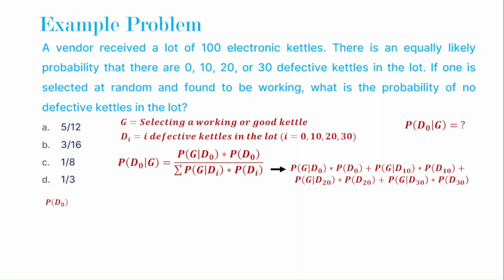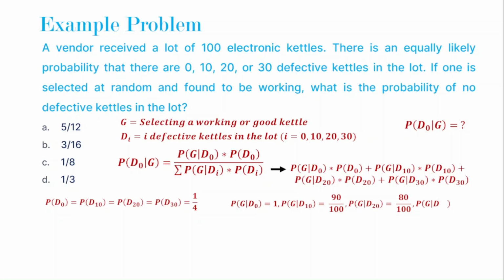Now the question says that there is an equal probability of 0, 10, 20, or 30 defective kettles in the lot. And altogether they shall be equal to 1 upon 4. Now if we see probability of choosing working kettle from the lot of 0 defective kettles will be equal to 1, since all the kettles are working here. Then, probability of selecting a good kettle when there are 10 defective kettles will be equal to 90 upon 100, since there will be 90 working kettles and 10 defective kettles. Similarly, probability of selecting a good kettle when there are 20 defective kettles will be 80 upon 100, and probability of selecting a good kettle when there are 30 defective kettles will be equal to 70 upon 100.